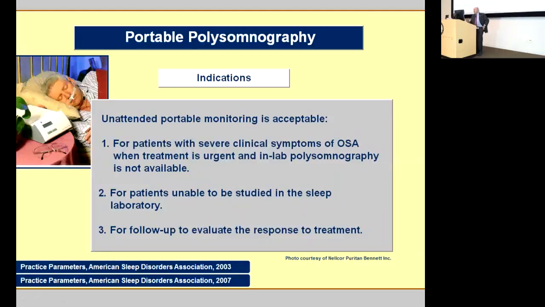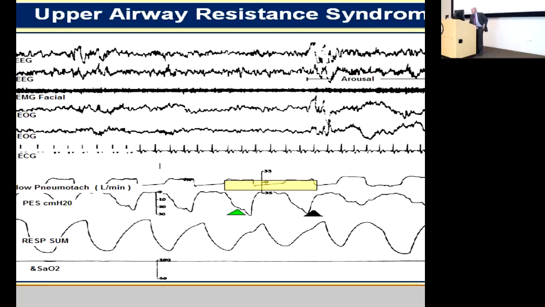Okay, now, unattended portable studies are being used. The American Academy of Sleep Medicine's recommendation for this is that the patient should have severe clinical problems and be unable to be studied in the sleep lab, or for a follow-up evaluation. Let me show you the next slide. Here's why. If you look at this study, I won't spend a lot of time on it, but basically the breathing is partially flattened, but here it really flattens, and the person has a partial obstruction that's causing sympathetic tone to go up and blood pressure to go up, and an arousal, which occurs somewhere in here.